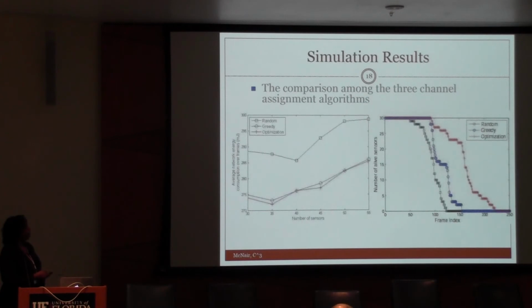So, comparing the different algorithms, we ran simulations for these three over various numbers of sensors in a network, and observed what we expected: using this optimization technique, we ended up with a better, more prolonged lifetime for the sensors. But the greedy and random approaches didn't present too much of a difference in our results.